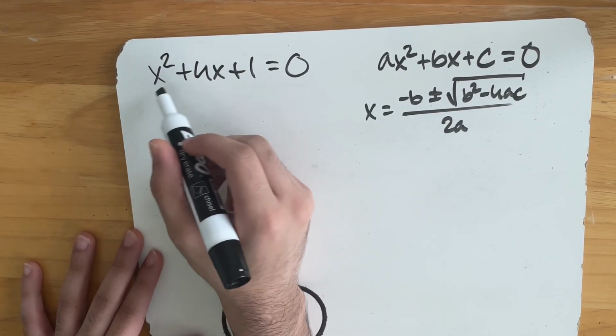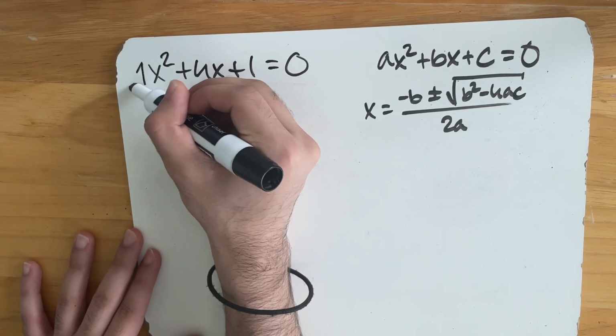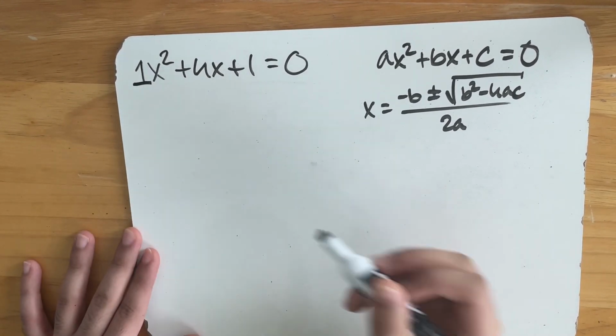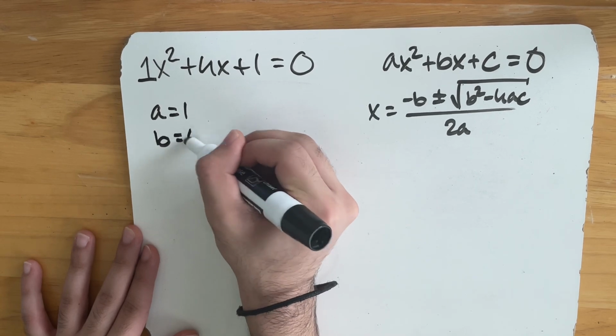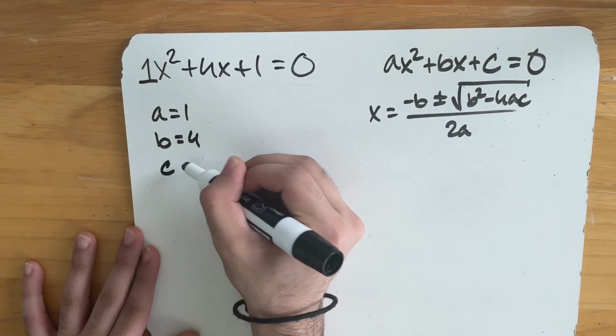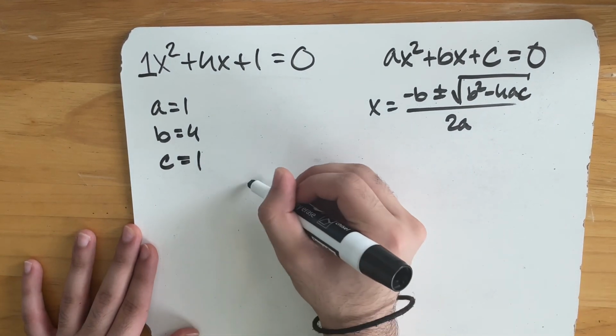So it looks like we have nothing for our a term, but in reality, this is a 1. Our coefficient here is a 1. So we have a is equal to 1, b is equal to 4, and c is equal to 1. Now, there's really nothing left. Just plug it into our formula.